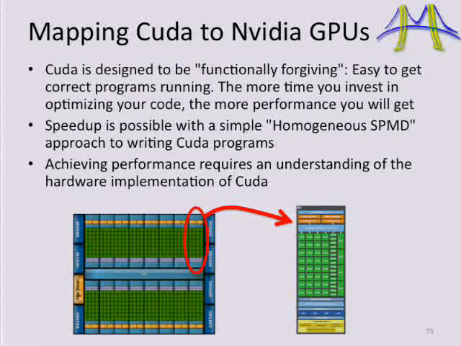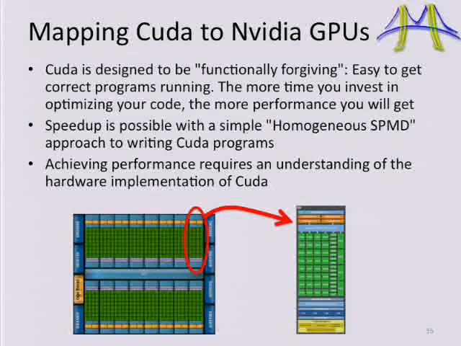So CUDA is designed to be functionally forgiving. Using only what I've told you now, you can get your programs running and correct on an Nvidia GPU, but it probably won't run as fast as you need it to. And in fact, if you don't pay any attention at all to how the program actually gets mapped onto the hardware, you would likely have been better off using OpenMP in the first place than using the 4 cores that are on your CPU.